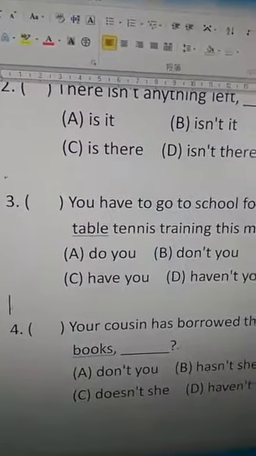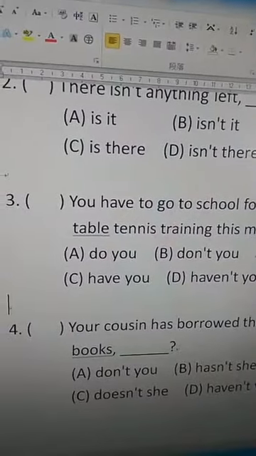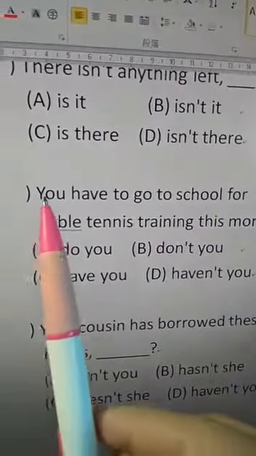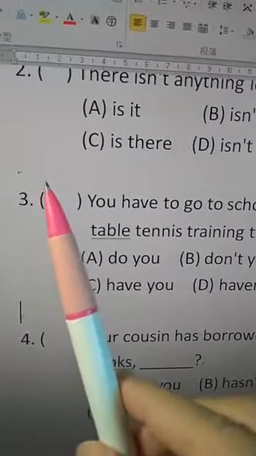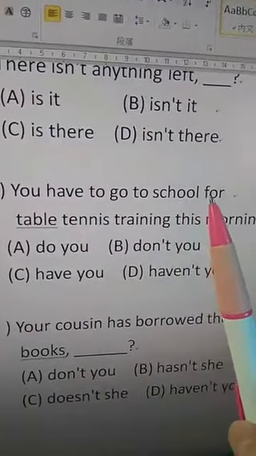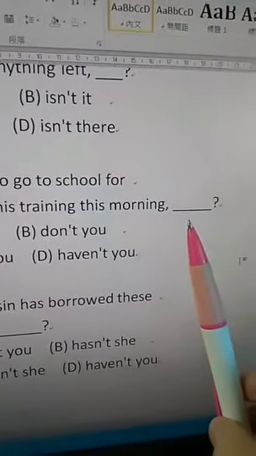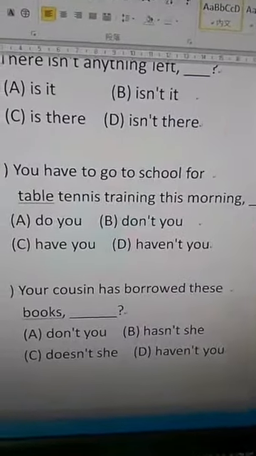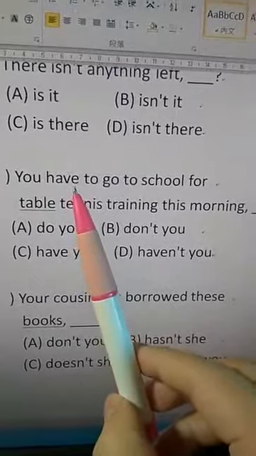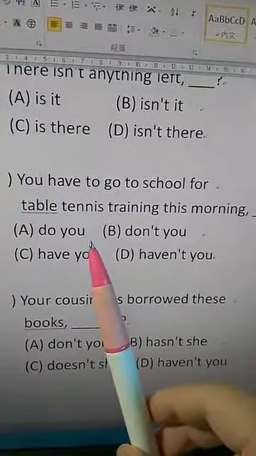So let's see question number 3. And please pay attention, because tag questions are so important in lots of tests and exams. Okay, so question number 3. You have to go to school for table tennis training this morning, blank. Okay? All the time we talk about the tense and the verb first, and that's the main point to form a tag question.